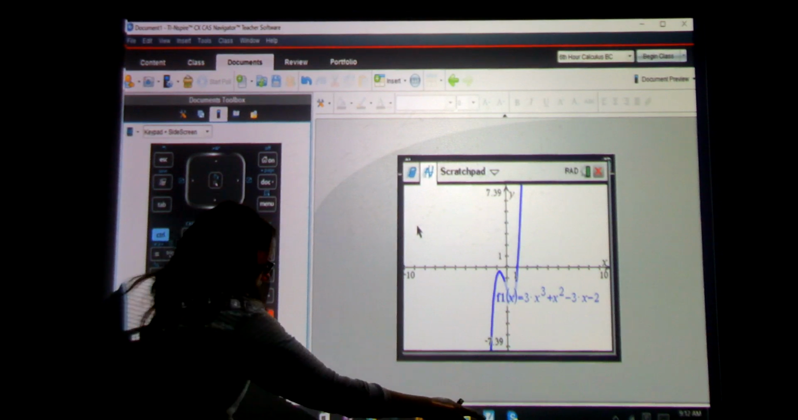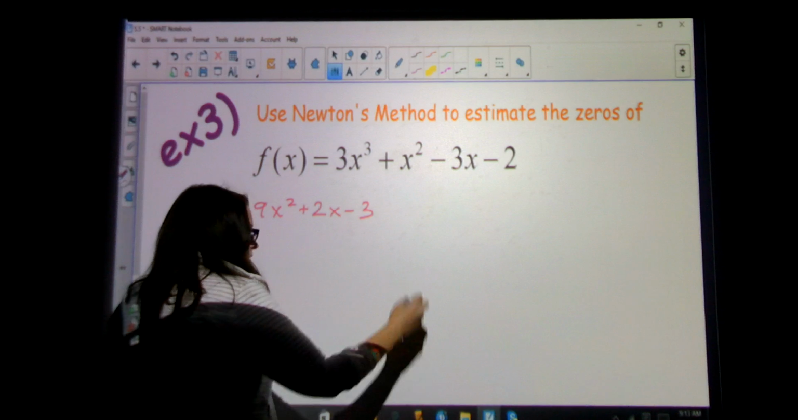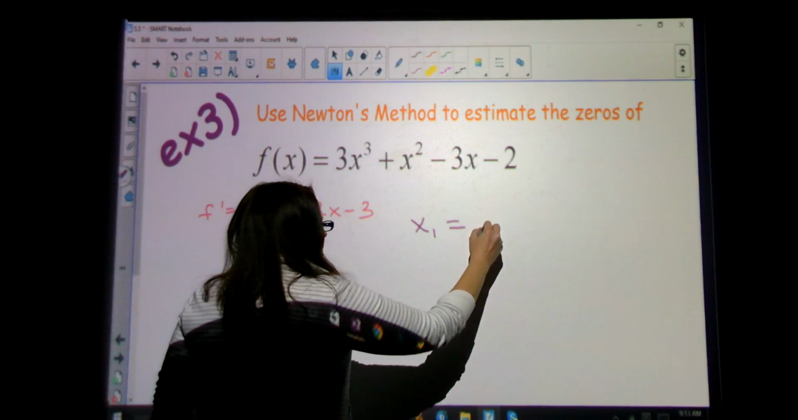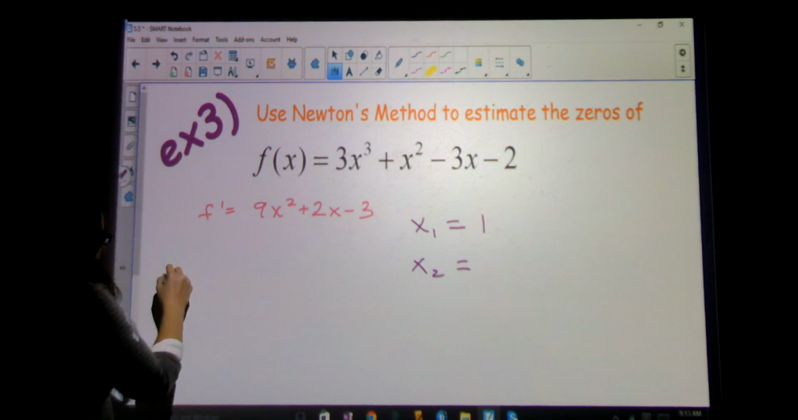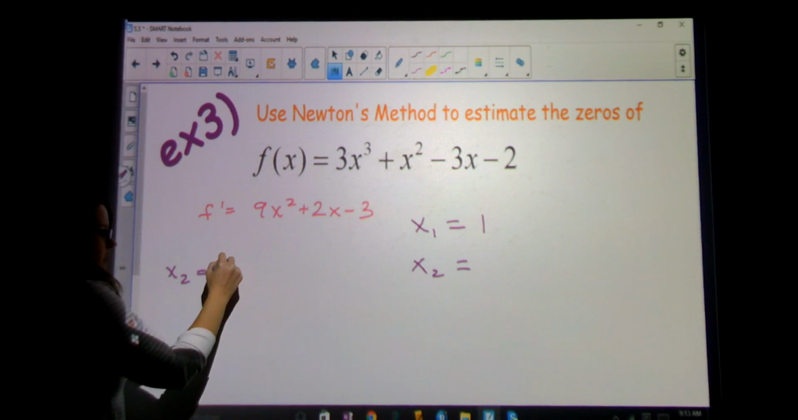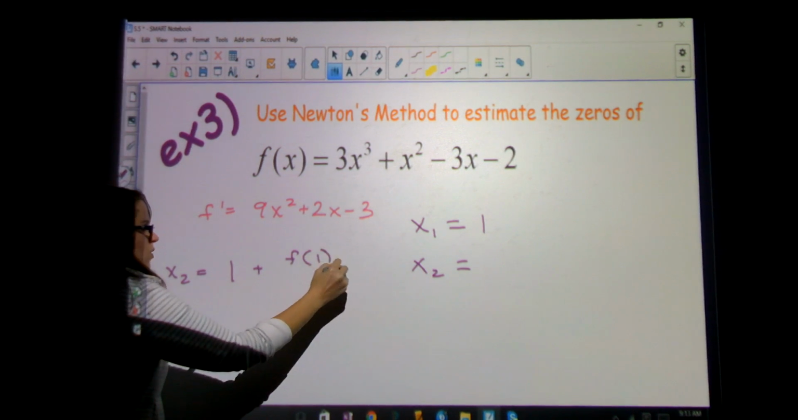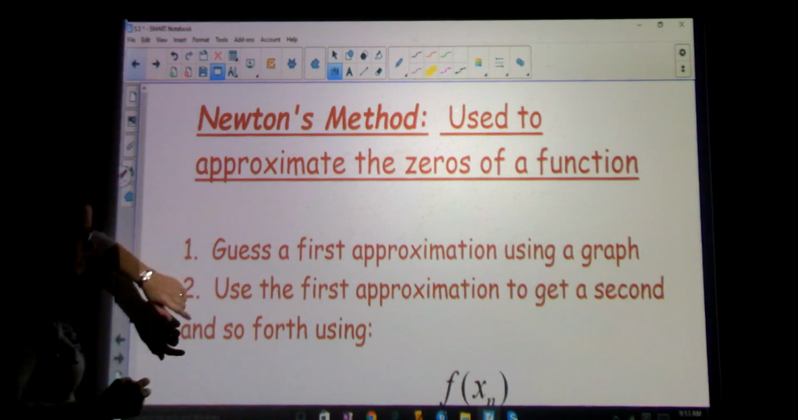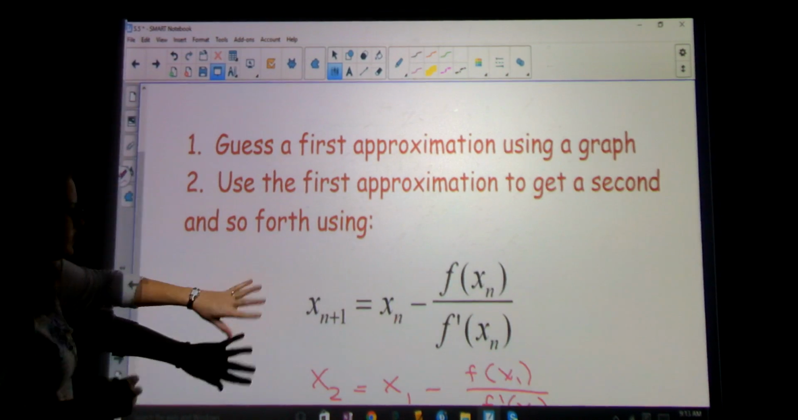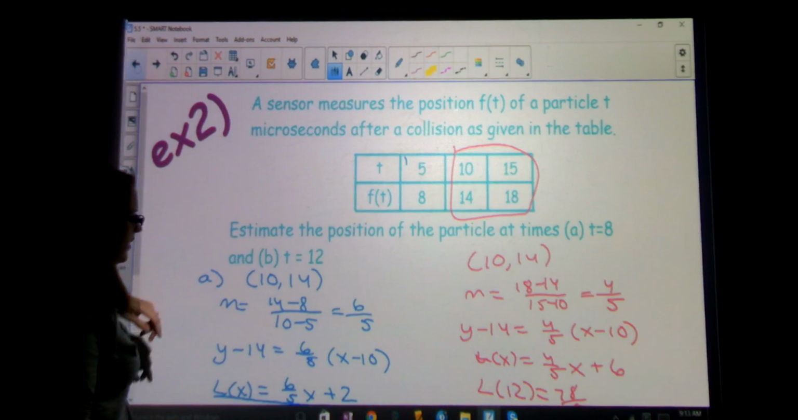So let's write that down. My x sub 1 is 1. Now I need to find my x sub 2, and to find that, I use my x sub 1 minus the function evaluated at 1 divided by the derivative evaluated at 1. I'm just using this formula right here. That's all I'm doing.